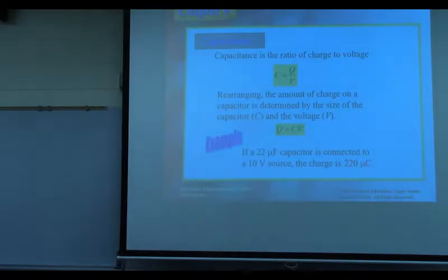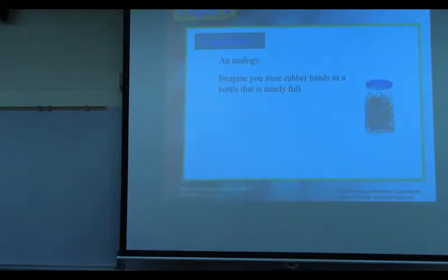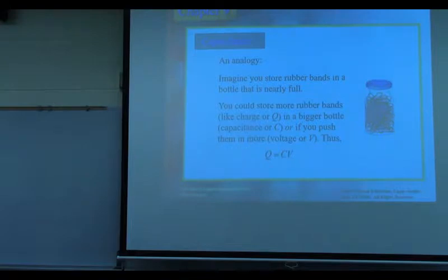Alright, how to memorize these formulas? Q equals CV, right? There's another idea here. Imagine you store some rubber bands in a bottle nearly full. You could store more rubber bands, like the charge Q. The number of rubber bands is similar to Q here. In a bigger bottle, the volume is bigger, which means the capacitance is bigger, C is larger. Or if you push them in harder, that means the voltage is large, or V is large.